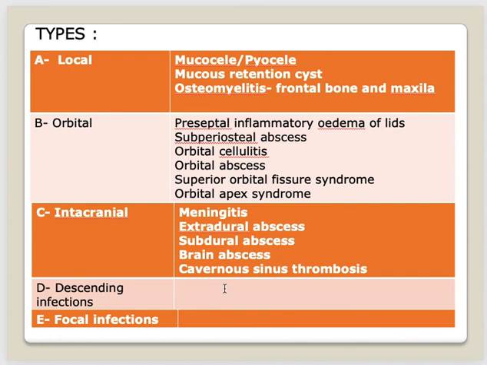Or meningoencephalitis, of course. And extradural abscess as well as subdural abscess or brain abscess. Whenever there is an abscess in the brain, it acts like a space-occupying lesion. It causes pressure on the brain and gives a lot of neurological manifestations in the patients. Whatever the complications are, surgery will be done to remove them. Antibiotics will be given, as well as surgical drainage of that abscess or pus. All these things can be treated by antibiotics and surgeries.